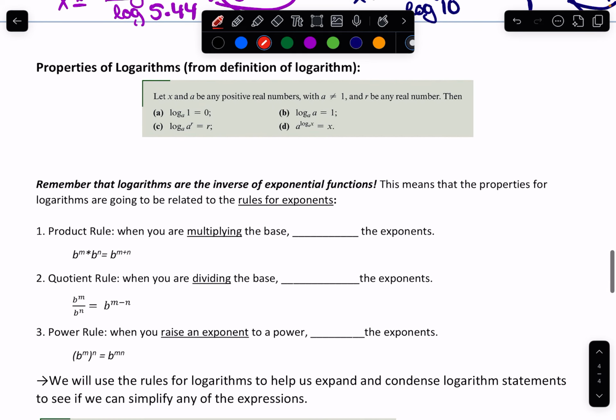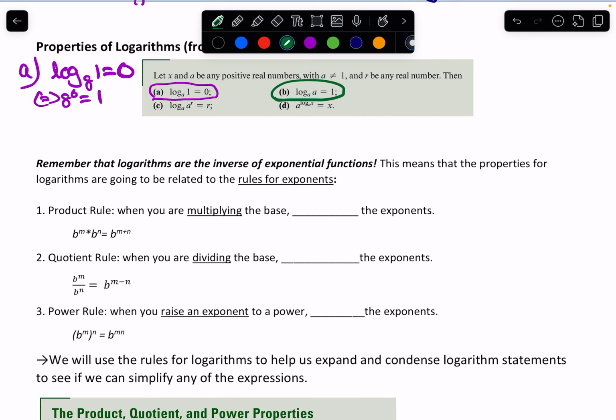That comes from there. Our next one is b, log with the base and the argument being the same, that's going to equal 1. So if we have log of base 12 of 12, that's going to equal 1. That is because if our base is 12 and our exponent is 1, our argument is going to be the 12.